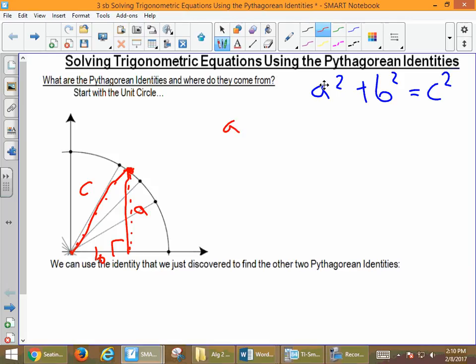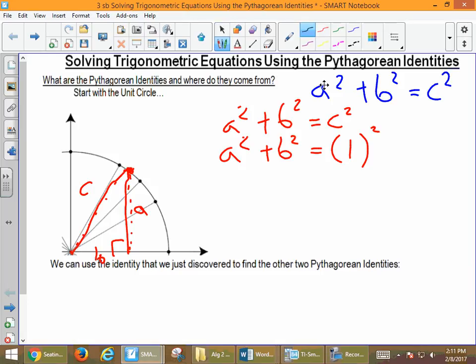So we have a squared plus b squared equals c squared. And now, unit circle. So what is c going to be on our unit circle? C is the hypotenuse, or the radius of the circle. And what's the radius of a unit circle? 1. We call it the unit circle because the radius is 1 unit. And so we know what c is going to be. So we have a squared plus b squared equals 1 squared.